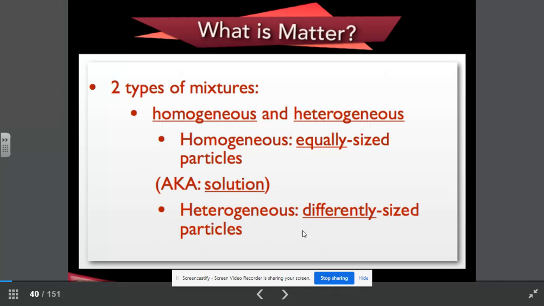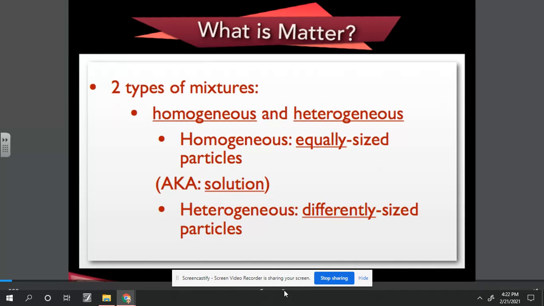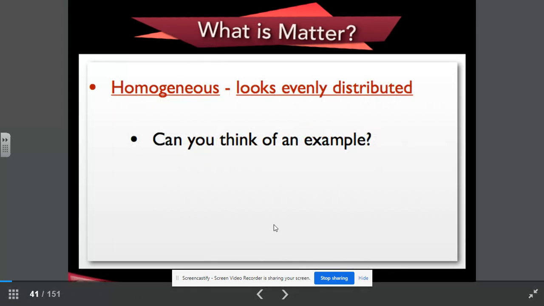There are 2 types of mixtures, homogeneous and heterogeneous. Homogeneous have equally sized particles. These are also known as a solution. Heterogeneous have differently sized particles. In a homogeneous mixture, it looks evenly distributed. Can you think of an example?